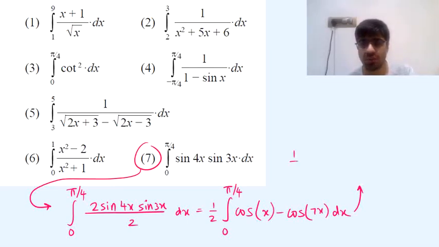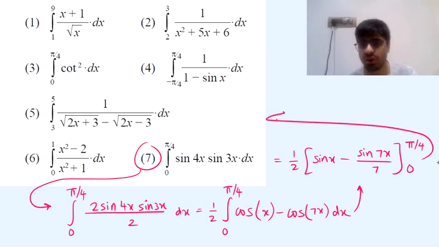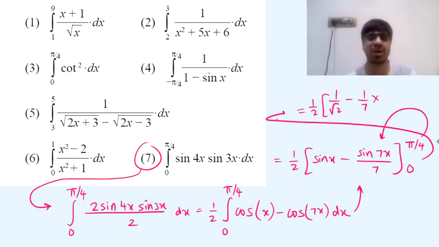So here you have 1 by 2 integration of cos x, that will be sin x, minus integration of cos 7x, that will be sin 7x, divided with the coefficient of x, which is 7, and the integration goes from 0 to pi by 4. So the value for this will further be equal to 1 by 2. When you put pi by 4, you get sin pi by 4, that's 1 by root 2, minus 1 upon 7 into sine of 7 pi by 4.